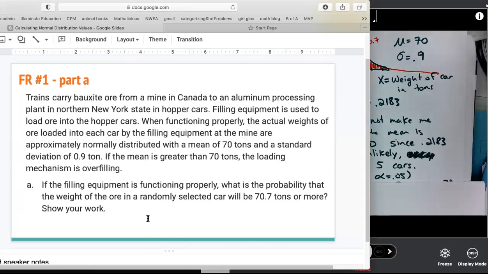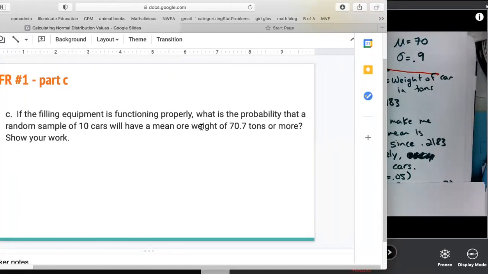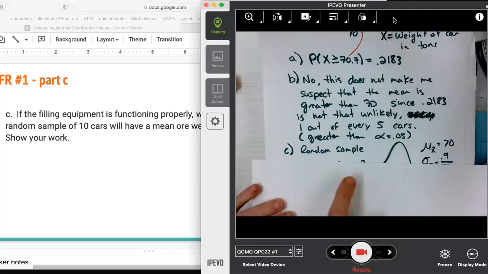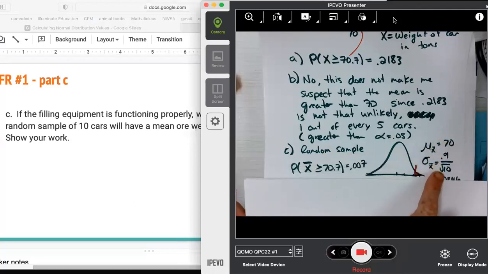The next part of the question continues, and it says, if the filling machine is functioning properly, what is the probability that a random sample of 10 cars will have a mean of 70.7 or more? So this looks very similar to part A, but the real difference here is that I'm no longer just dealing with one car. I have a random sample. My mean is still 70, but my standard deviation gets smaller, and it gets smaller in a way that I can predict. I do the standard deviation divided by the square root of the sample size, which is the sampling distribution. So it went from a single car to a sampling distribution problem.